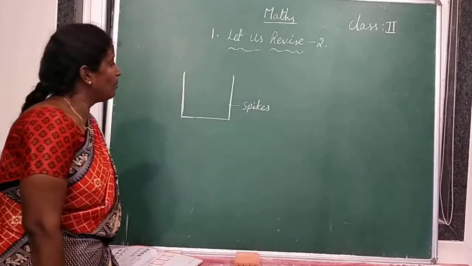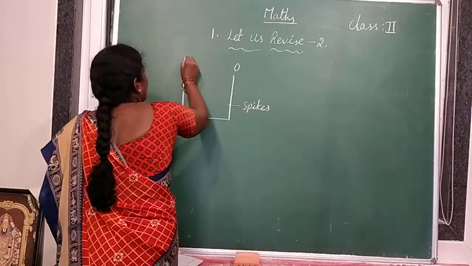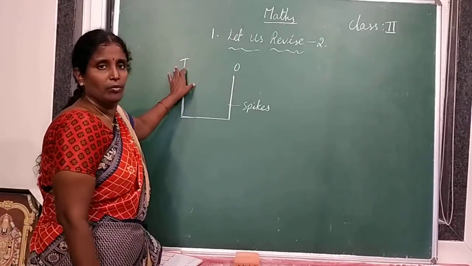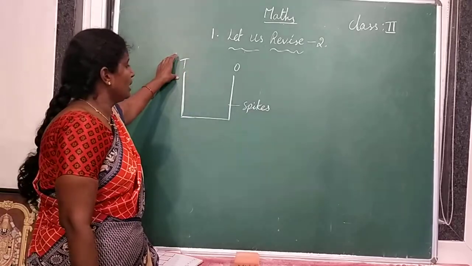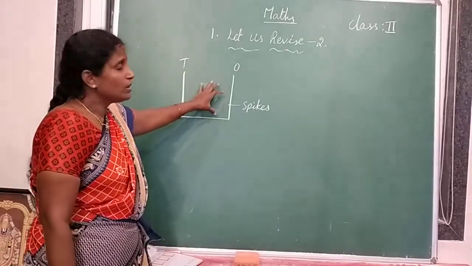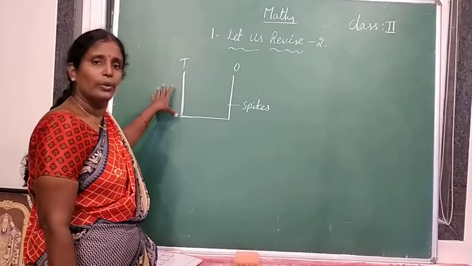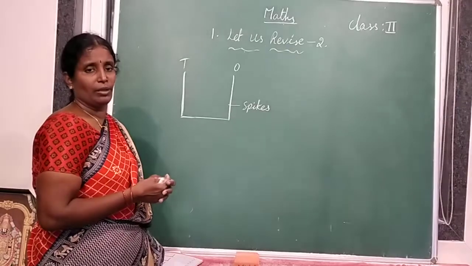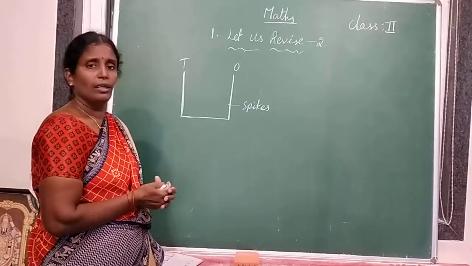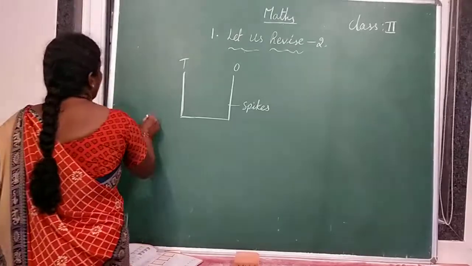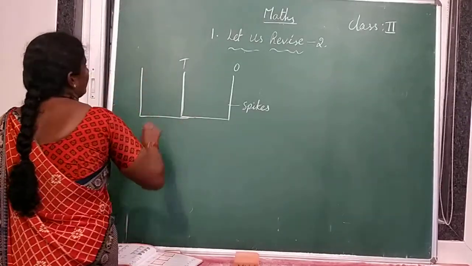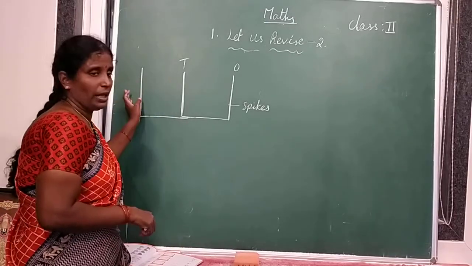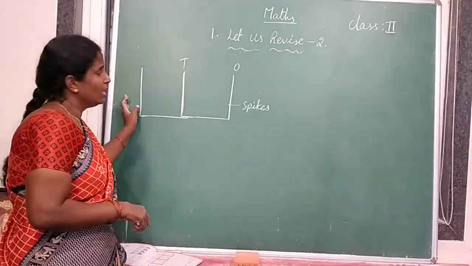So we are using abacus to represent the number. So here two place values are there: ones place, tens place. So we can use this abacus to represent a 2-digit number. If you want to represent a 3-digit number, you can add one more place value. We can add one more spike. Understood? 3 spikes. Like that we can increase the spikes.